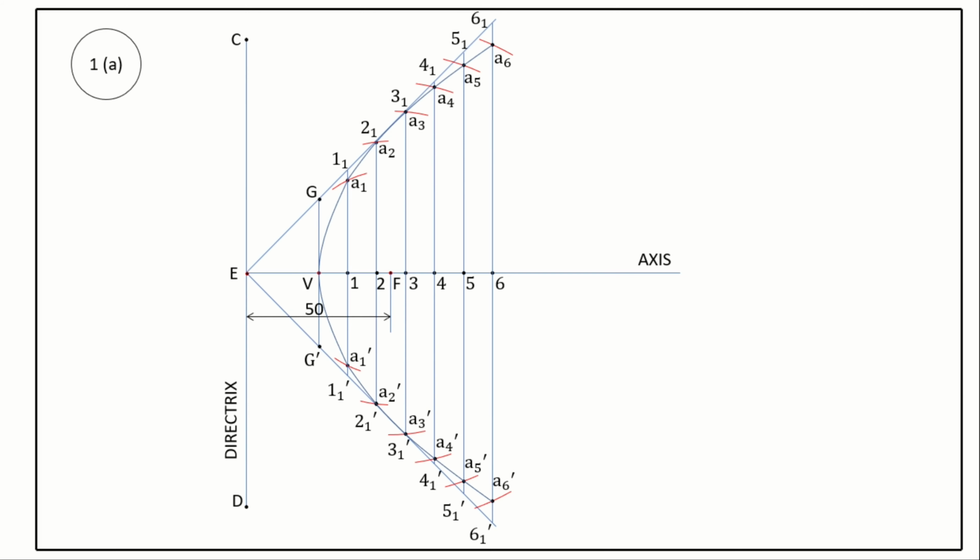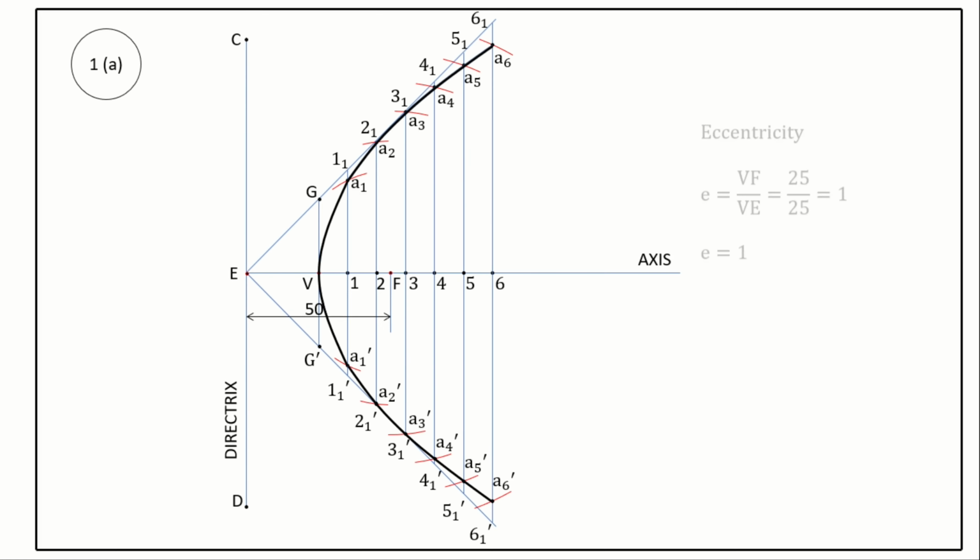Now we must show the answer in thick lines, that is using HB pencil. So I have drawn now A1 dash, V and A1 using HB pencil, dark lines, and now I am joining all the points A1, A2, A3, A4, A5 using HB pencil, a thick line. Also I am now joining A1 dash, A2 dash, A3 dash, A4 dash, A5 dash and A6 dash using HB pencil, the thick lines. So this curve drawn is called as the parabola.